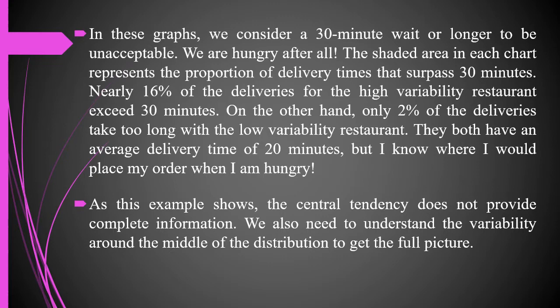The shaded area in each chart represents the proportion of delivery times that surpass 30 minutes. Nearly 16% of the deliveries from the high variability restaurant exceeded 30 minutes. On the other hand, only 2% of the deliveries take too long with the low variability restaurant. They both have an average delivery time of 20 minutes, but I know where I would place my order when I am hungry. As this example shows, the central tendency does not provide complete information. We also need to understand the variability around the middle of the distribution to get the full picture.